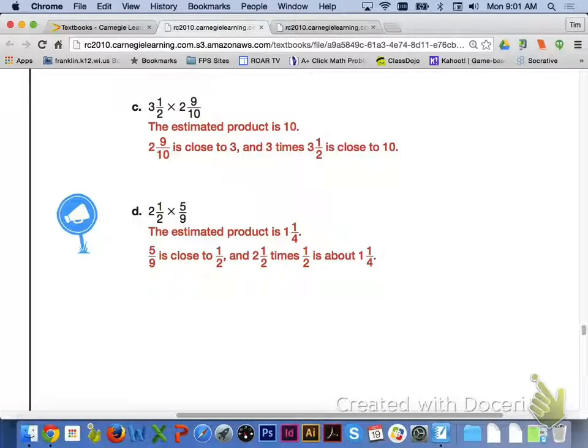For letter C, 3.5 times 2 and 9/10, the estimated product is going to be 10. 2 and 9/10 is close to 3, and 3 times 3.5 is going to get you close to 10. And finally, for letter D, 2.5 times 5/9, the estimated product is going to be about 1 1/4. 5/9 is close to 1/2, and 2.5 times 1/2 is going to give you about 1 1/4.